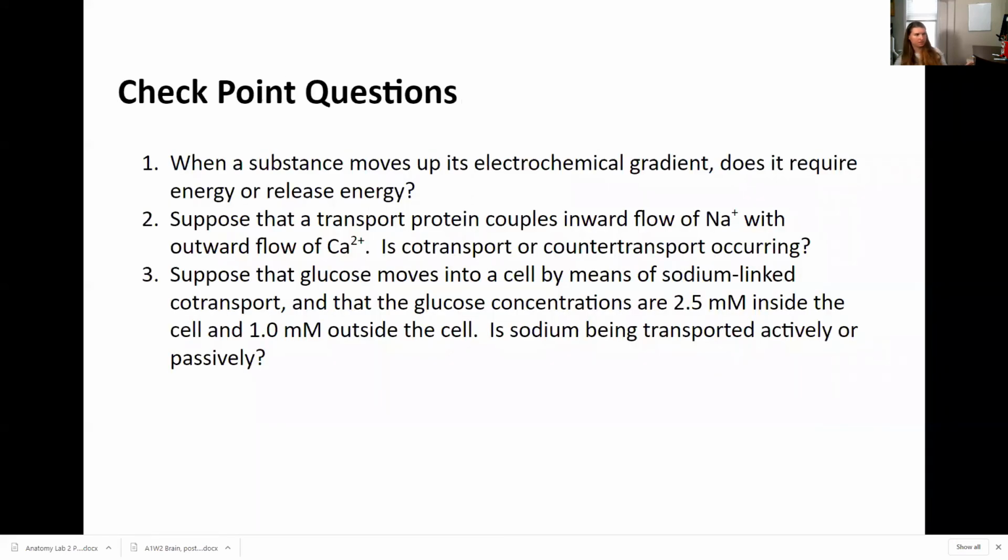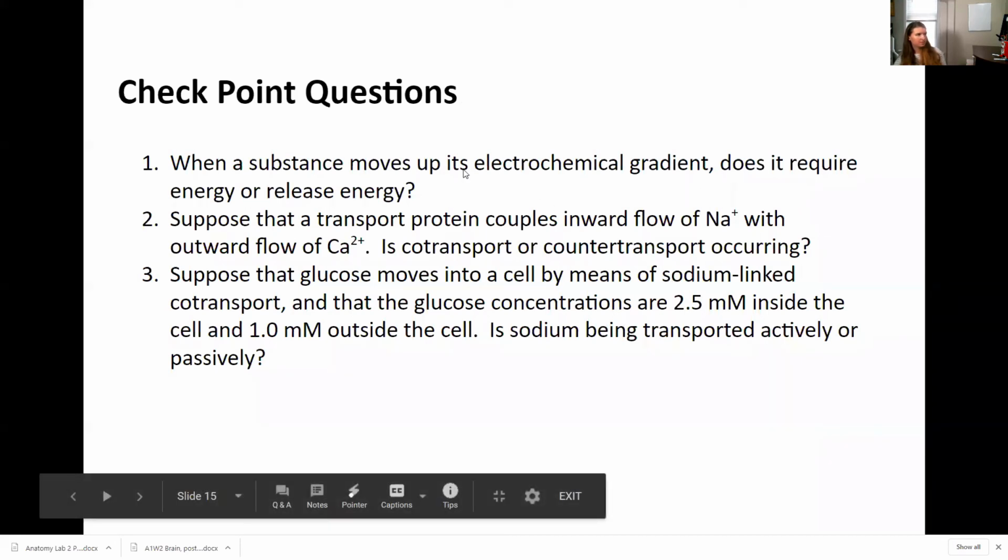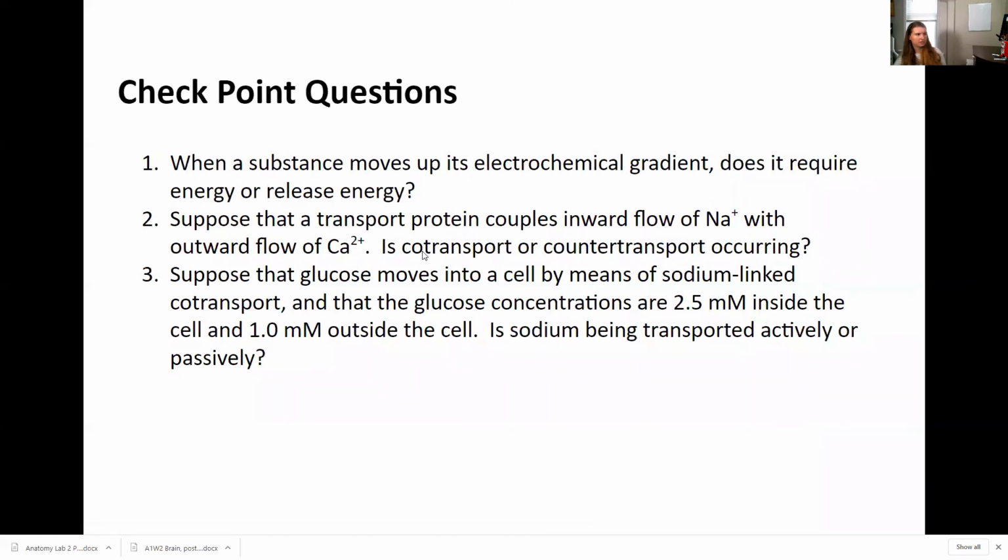Okay. As I said, we do some checkpoint questions on Friday. So again, we're going to save these, but these are some really good things to think about. These are a little chunkier questions. So if you get a chance and you've started studying for your exam already, which I hope you have, these are some good ones to try.